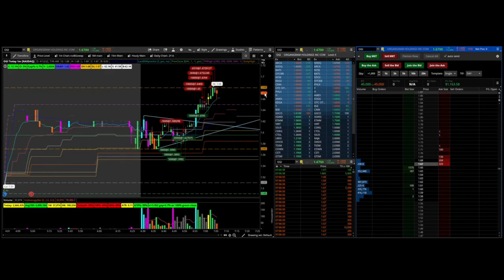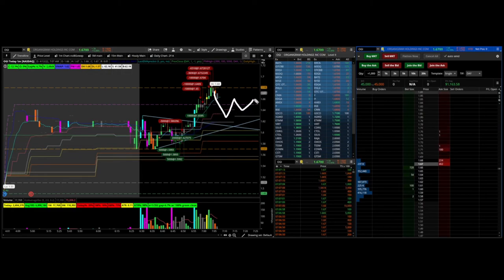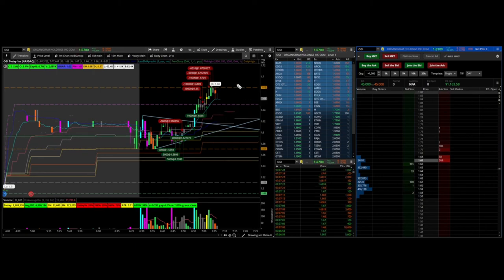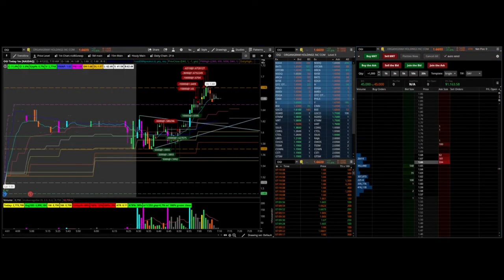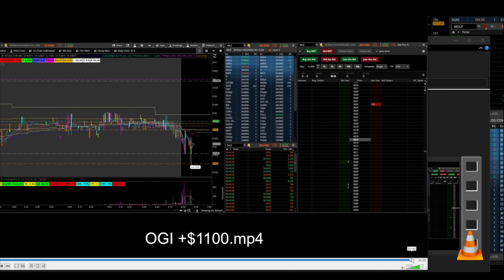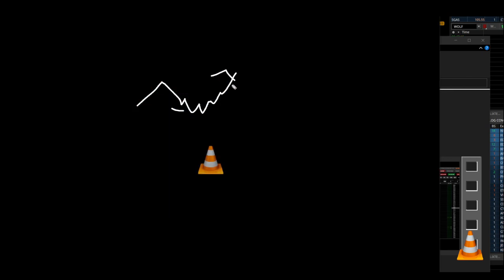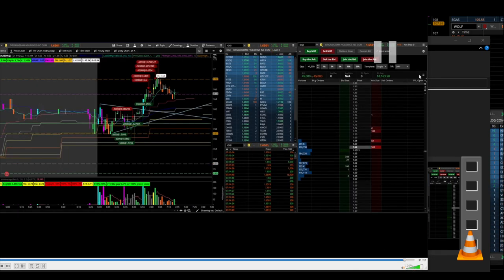Took the breakout, and like I mentioned in most of my trades, I usually take it on the first move. If it starts to hold and make another leg up, I will take that. So I'm just going to fast forward a little bit here just to see how it plays out. It actually ends up going back down to the 162s throughout the end of the session. But one nice trade there, $1,100 on that trade on OGI, and just scanning through other tickers throughout the day.